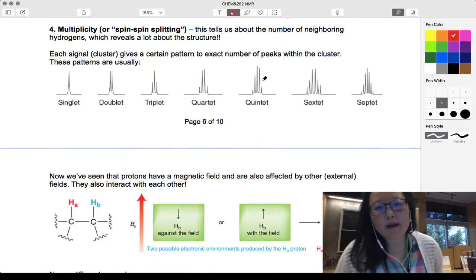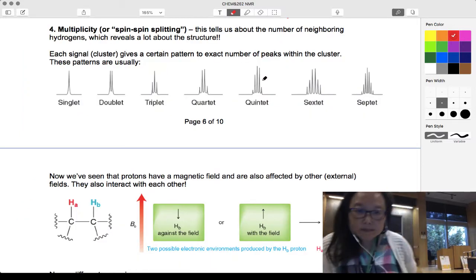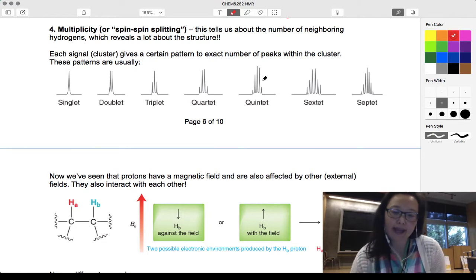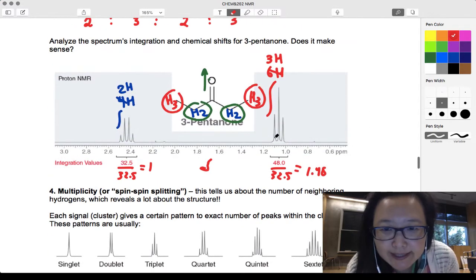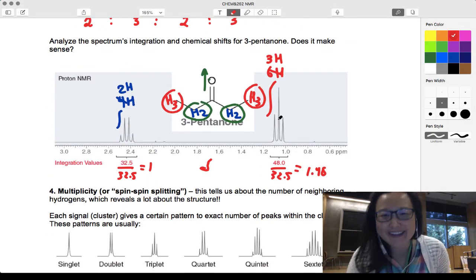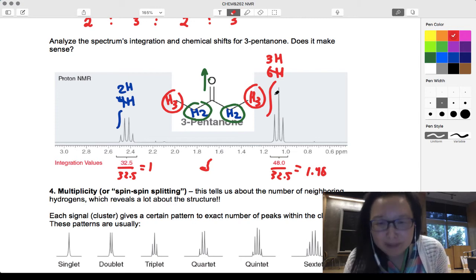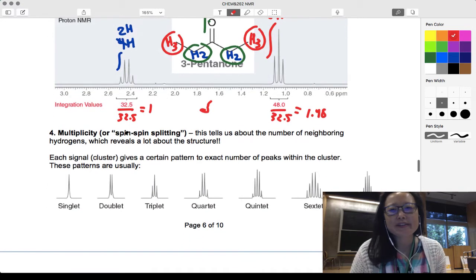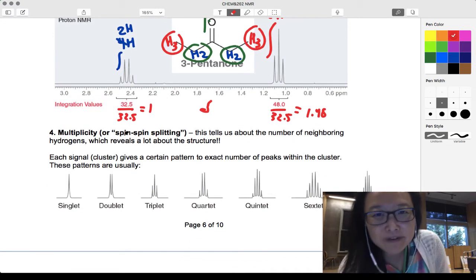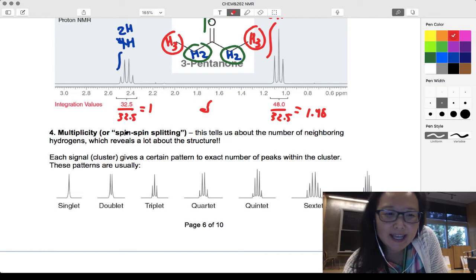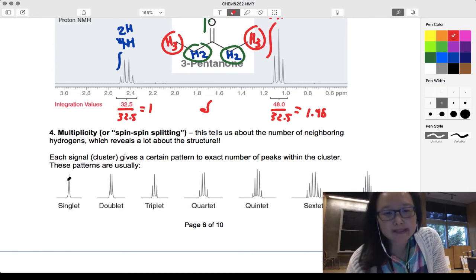Our last topic for NMR will be something called spin-spin splitting, or multiplicity. You've noticed that these peaks are not just one peak usually. They could be one peak, or they could be 3 peaks clustered together, or 4 peaks clustered together. These different patterns give me even more information about those hydrogens. That is a multiplicity. Each signal could be a different pattern.